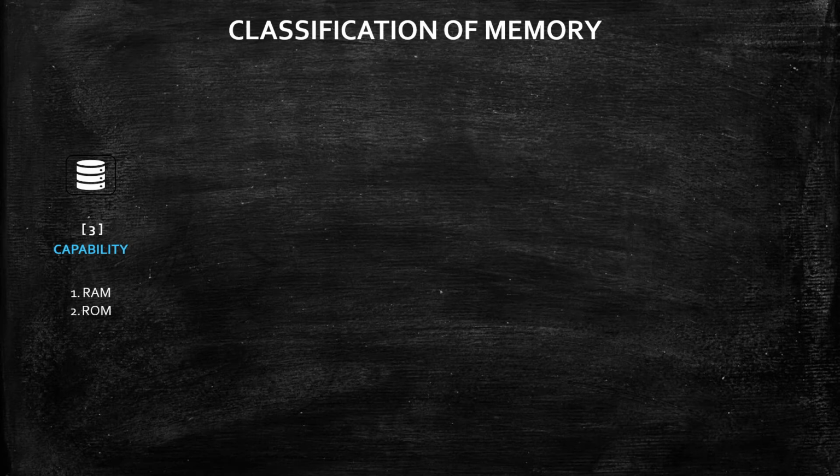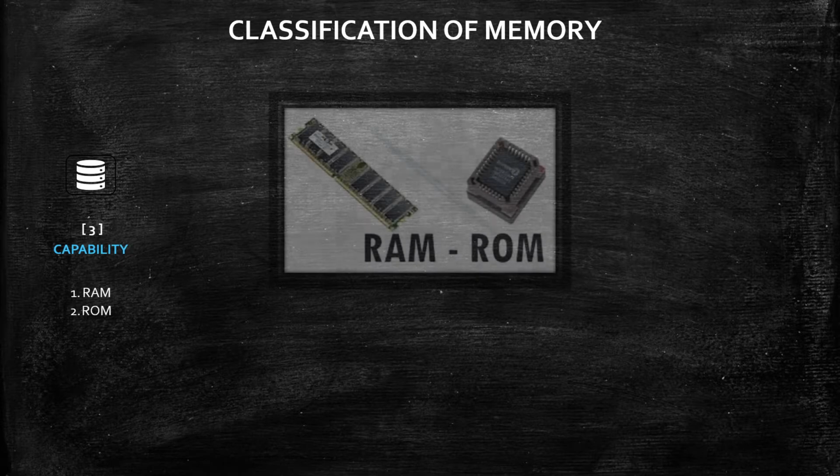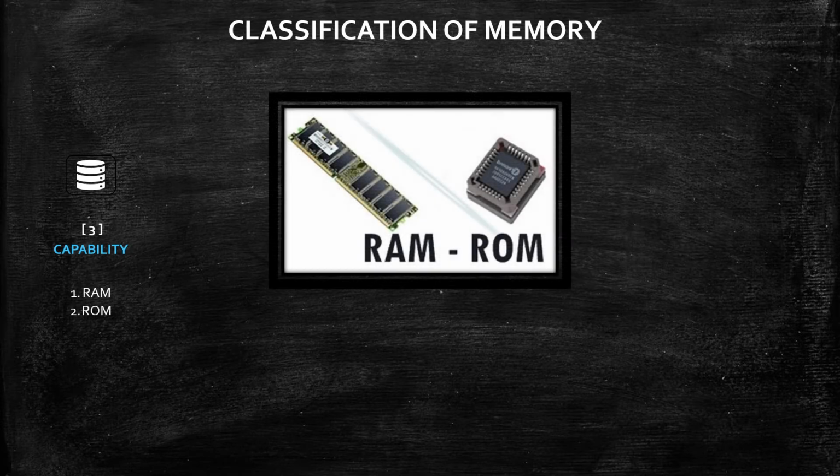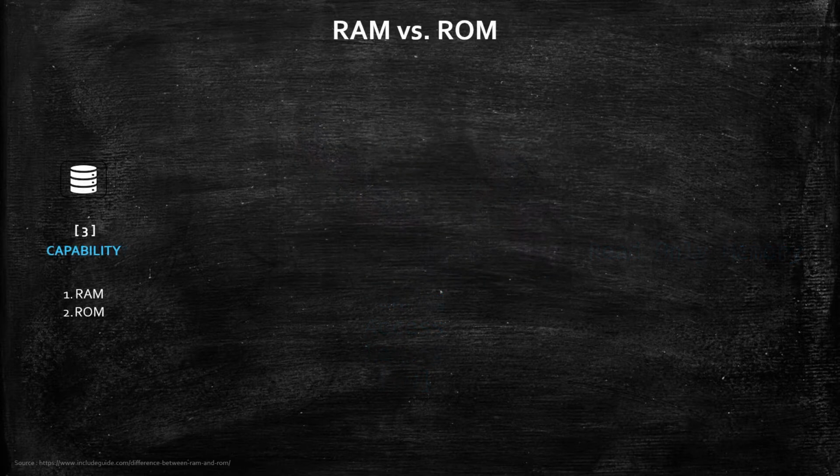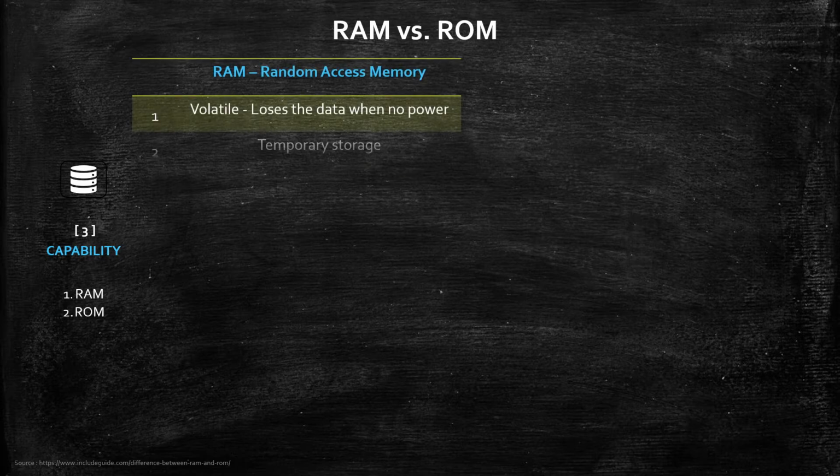Based on capability, the classification of memory has two memories, RAM and ROM. RAM stands for random access memory and ROM stands for read-only memory. In the next slides we will see how both memories are different from each other, in a little bit of detail. Let's now see the difference between RAM and ROM. We'll start with the RAM.